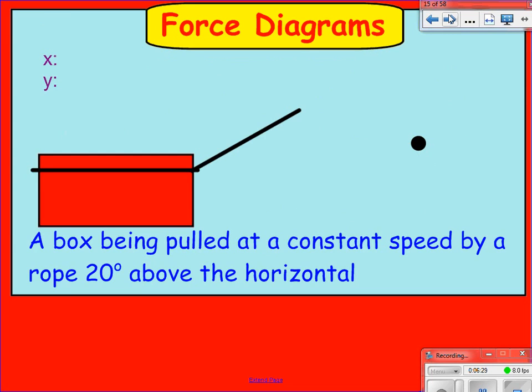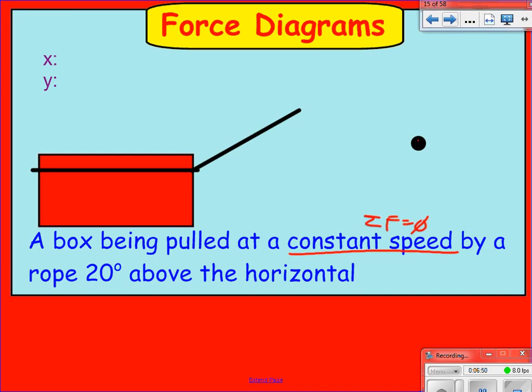All right, now let's go ahead and look at an example that involves some angles. We have a box that's being pulled along the floor at a constant speed by a rope 20 degrees above the horizontal. Key thing that I want you to notice, first of all, is that it's at a constant speed. So what that tells me is that the sum of the forces must equal 0. Okay, so let's go ahead and draw our force diagram here.